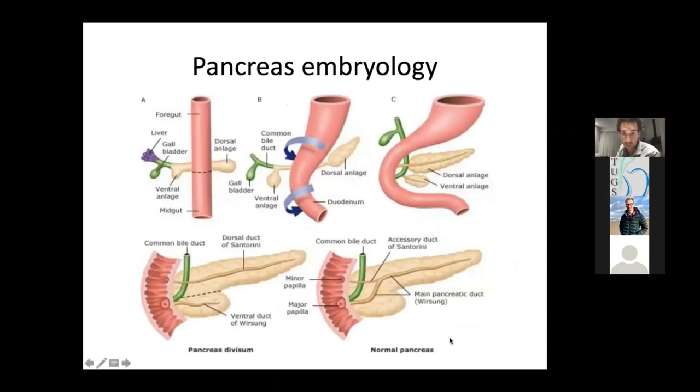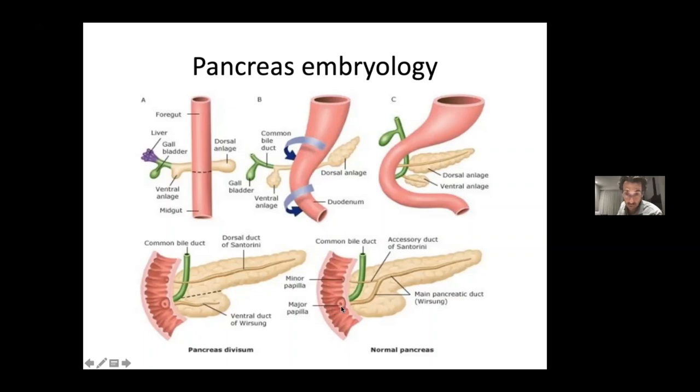And you can see here in this right lower image, this is how a normal pancreas would look. Where the ventral bud is this part here, which is the uncinate process and part of the head, and the dorsal bud is basically the rest of the head of the pancreas and the body of the pancreas. And these ducts need to merge and then drain into the papilla of Vater, or the major papilla, in order to have a normal pancreas.